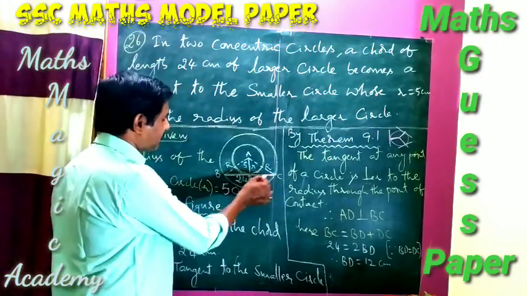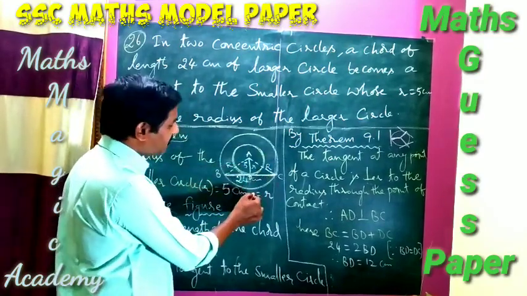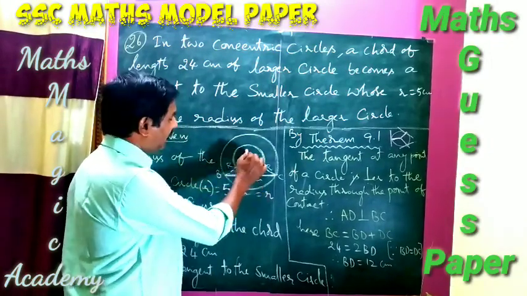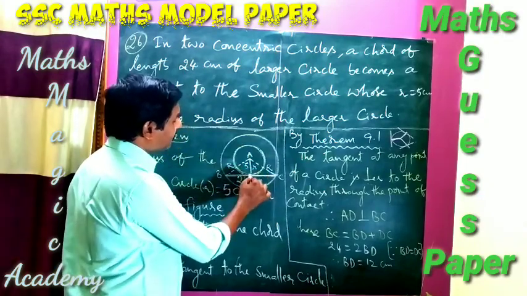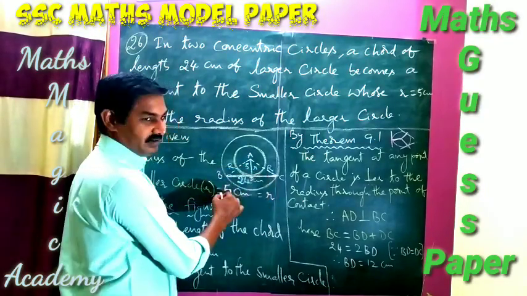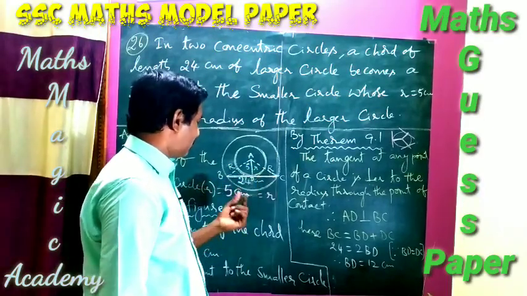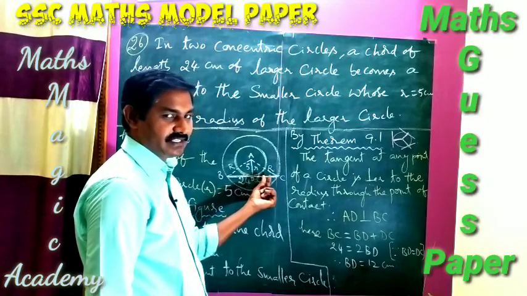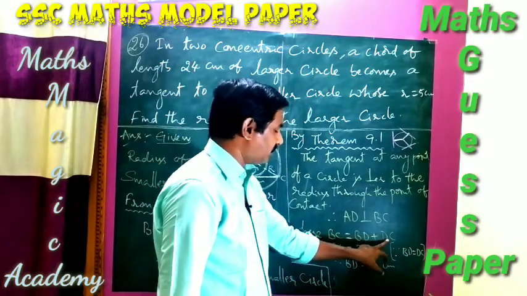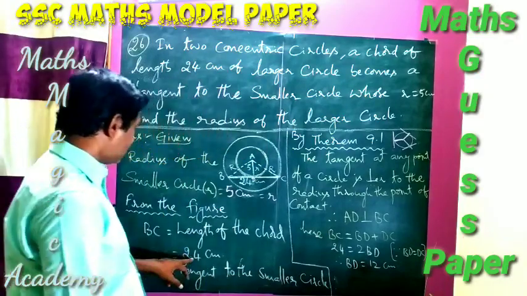In the circle, BC is a chord, and a line perpendicular to BC which passes through the center of the circle bisects the chord. Bisect means it divides it into two equal parts. That means BD and DC are equal. So I can write 2BD, and the BC value we already know is 24 centimeters.